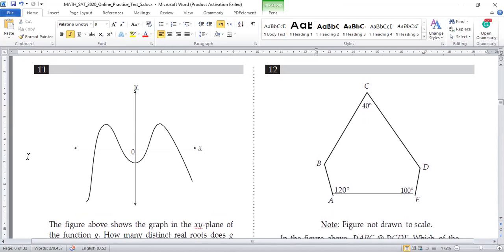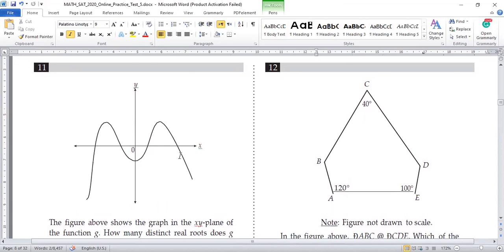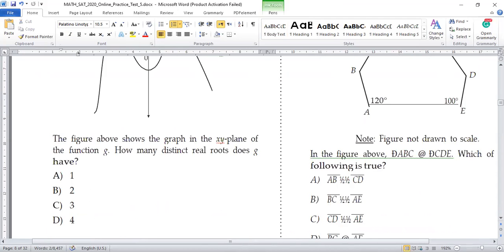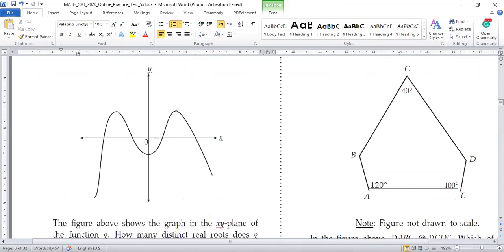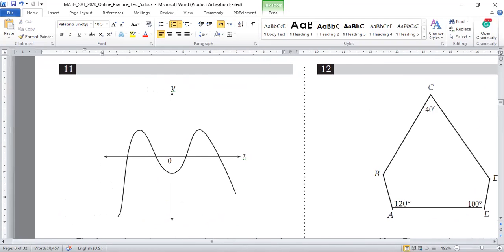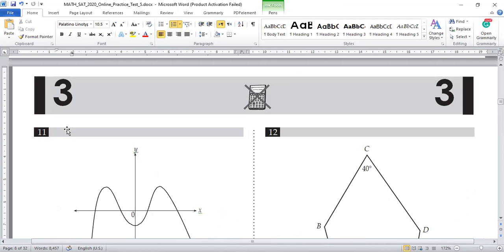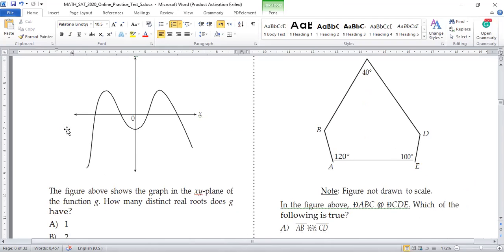So here we can see question number 11. Can you see my screen now? Yeah, I can. Okay, so let me put in a better way to read the question.